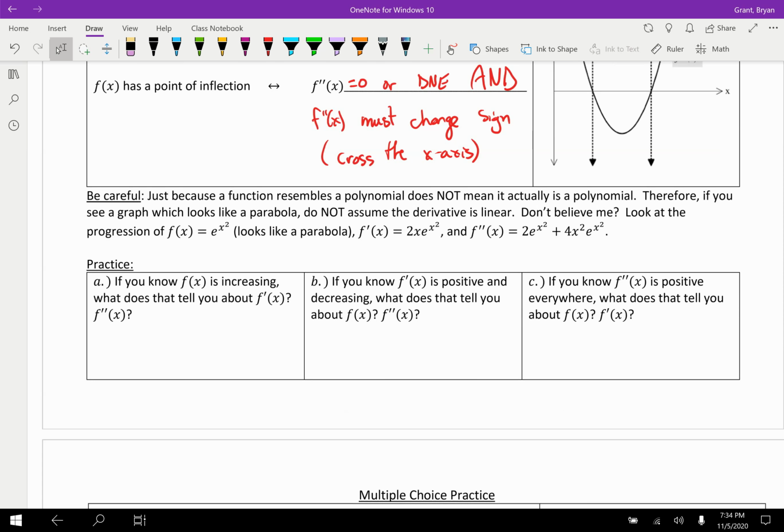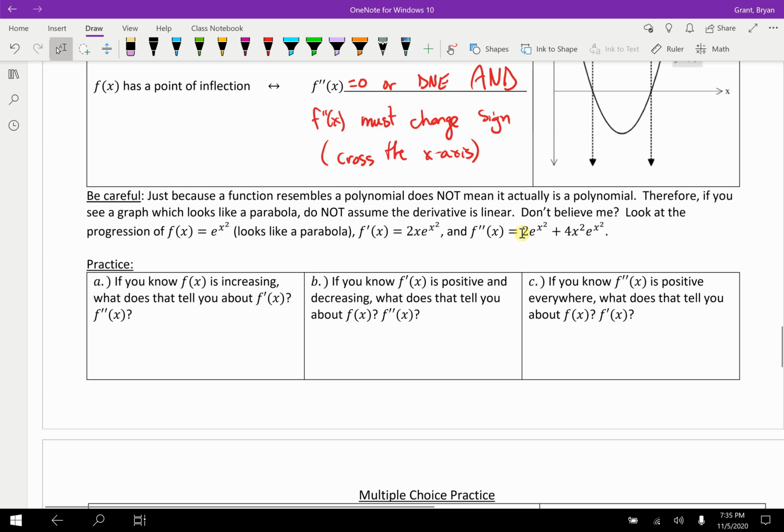But a quick disclaimer. Just because a function resembles a polynomial does not mean it's always a polynomial. So again, if you see a graph that looks like a parabola, x squared, don't assume that the derivative graph is linear, right? Derivative of x squared is 2x. You might say, ooh, parabola, line. That's not always true. For example, we're going to look at f of x equals e to the x squared.